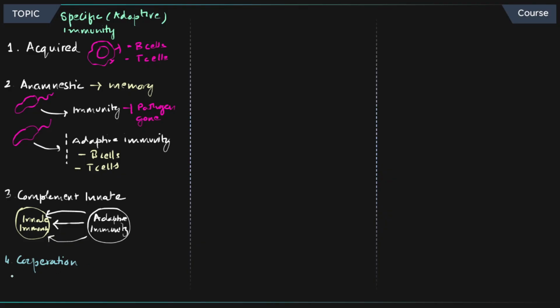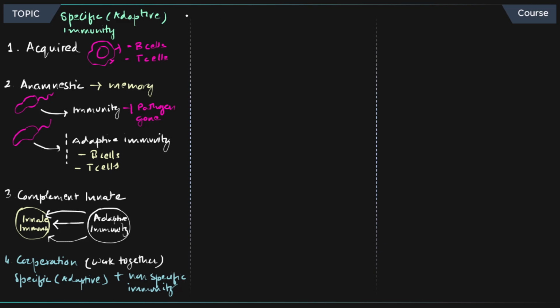Let me write it down. Specific immunity, which is adaptive immunity, plus non-specific immunity, which is innate immunity. Both of them work together so that our immune system works against the pathogen. Got it? Okay, so the next point is, what are the important functions of adaptive immunity?